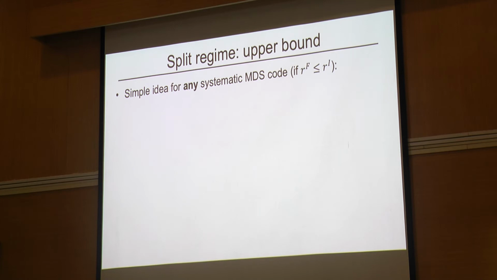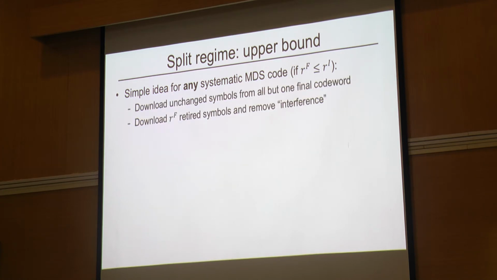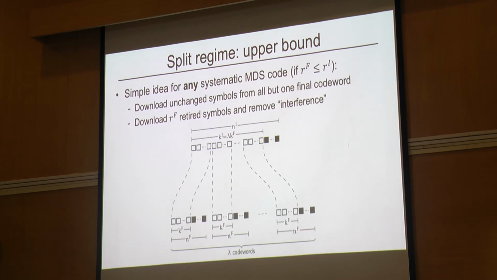Upper bound, that is achievability, in the split regime turns out to be simple because actually you cannot do much better than the default approach as much as in the merge regime. And basically, we can design a conversion procedure so that it is optimal for any MDS code. So in the interest of time, I'll skip this. It is achievable, the lower bound for split regime.